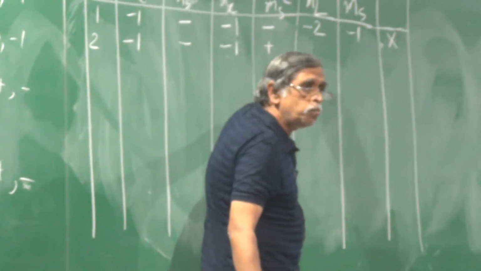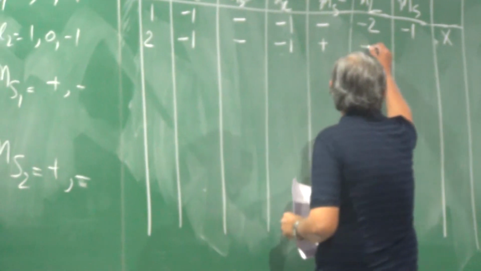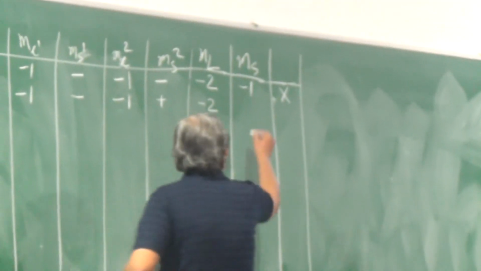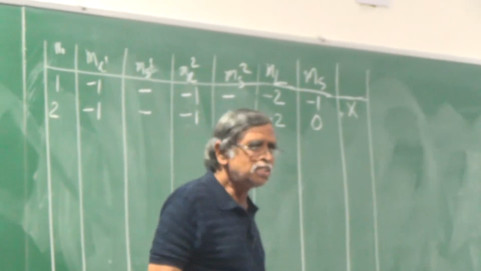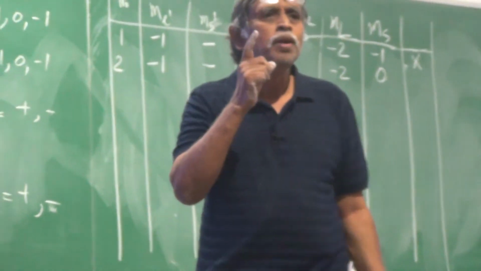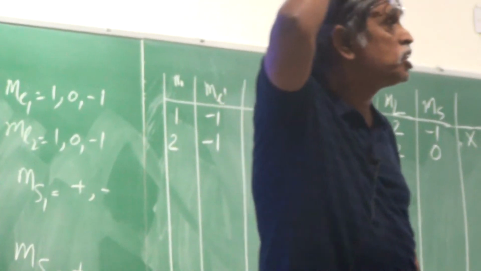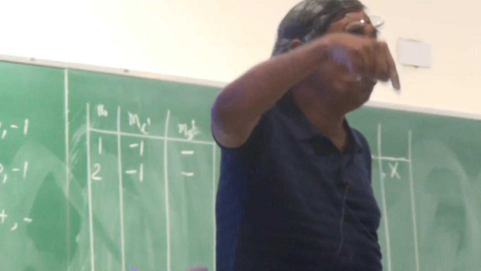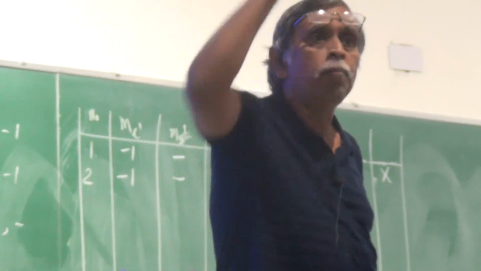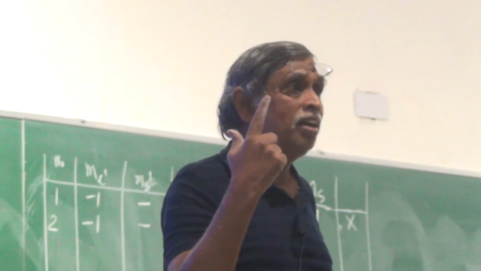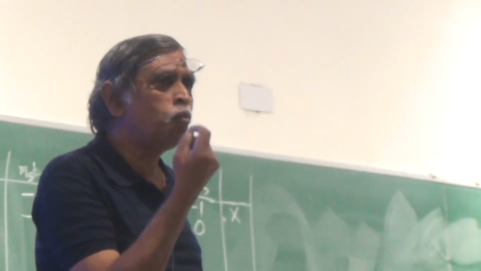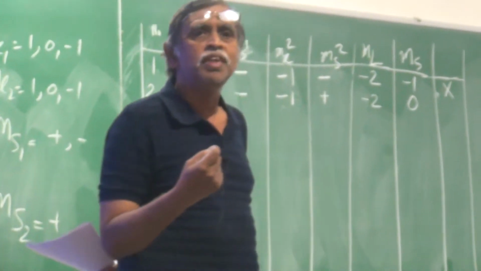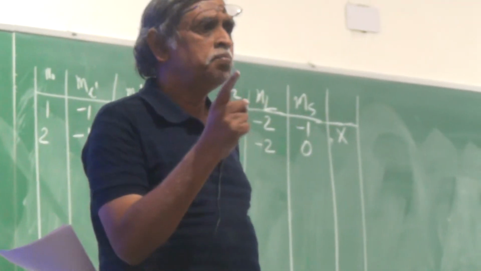So what is my ML going to be now? -2, you are right, but what is my MS going to be? 0. If ML is -2, what does it tell you? It has to be a substate of what configuration? -2, -1, 0, 1 and 2. That has to form part of what? A D state. So I probably have just written out one component of the D state. And what does MS equal to 0 tell me? It must be a singlet.